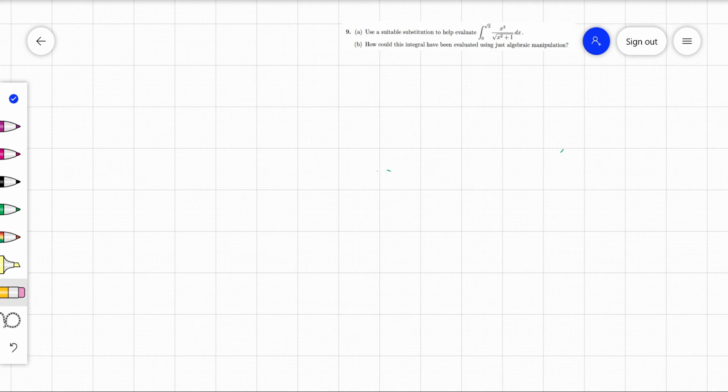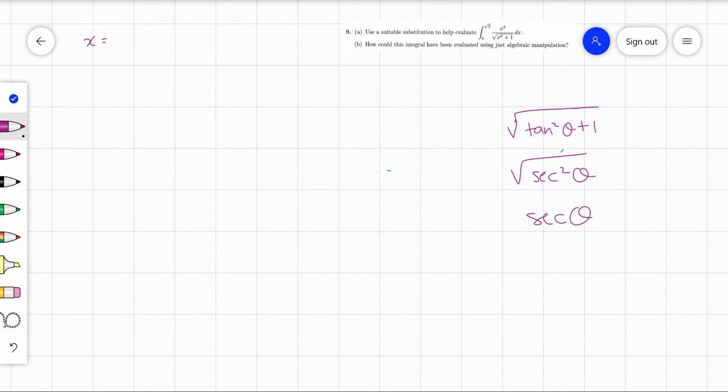So a suitable substitution for this one: on the bottom we have the square root of x squared plus 1, and if we had the square root of tan squared theta plus 1, we know that would equal the square root of sec squared theta, which would just give us sec theta. So let's make x equal tan theta. Then we would get dx being sec squared theta d theta.